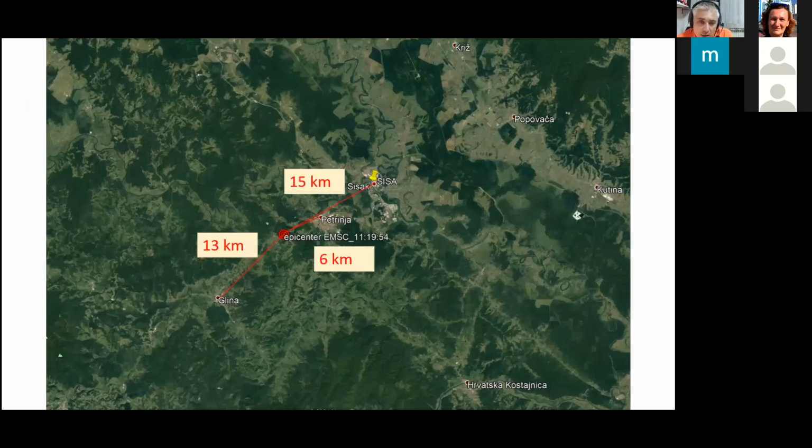So this is the estimated location of the epicenter. It is southwest of the town of Petrinja, 6 kilometers away from the center of the town, and at the same time 13 kilometers away from Glina town, and the biggest town in that area, which is Sisak, at 15 kilometers away from its center. In Sisak, marked with the yellow pin, the Kropos station is located.